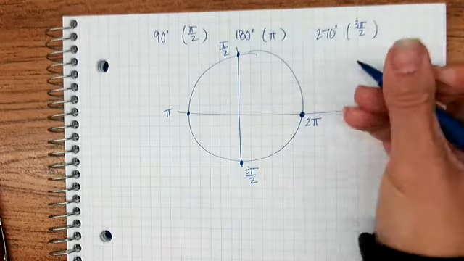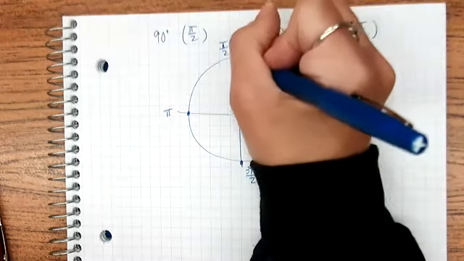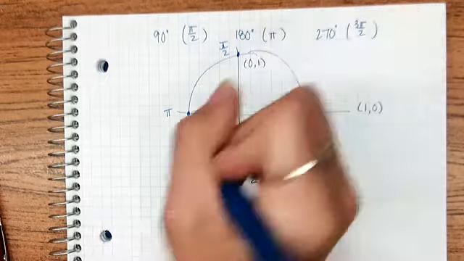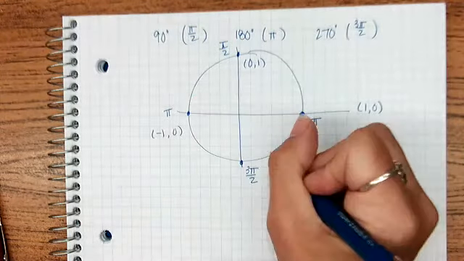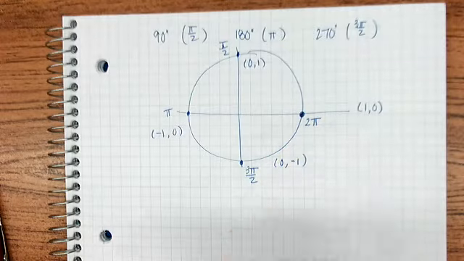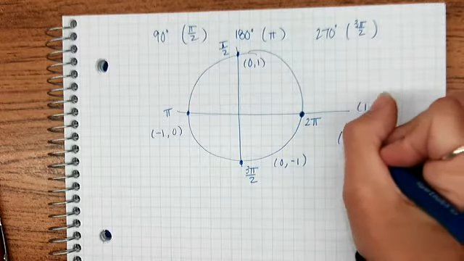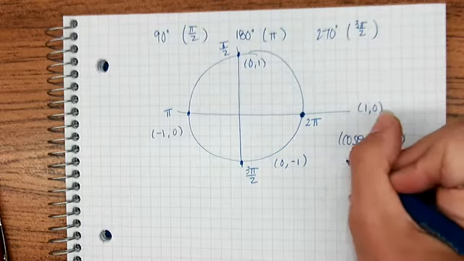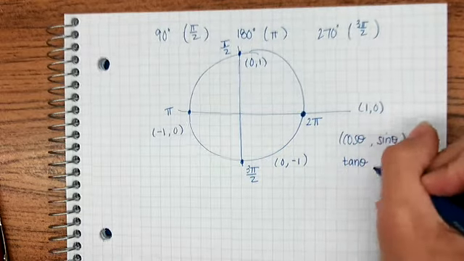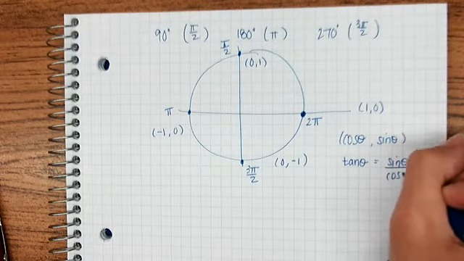So this point right here is 1, 0. This point at the top here is 0, 1. Pi is negative 1, 0. And 3 pi over 2 is 0, negative 1. This is where knowing that the ordered pair is cosine, sine, there is no triangle to be drawn. This is where knowing that tangent is y over x or sine over cosine is the only way you're going to be able to figure it out.